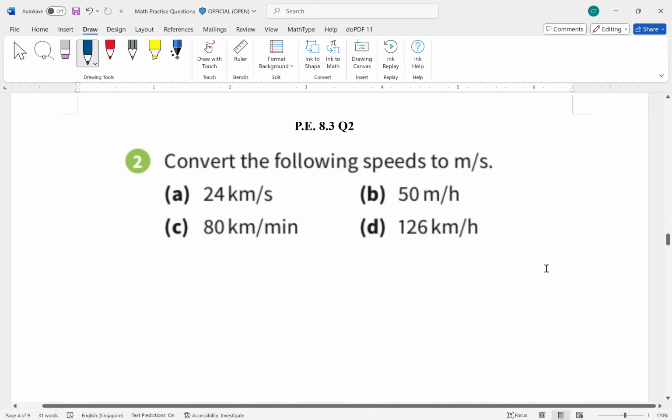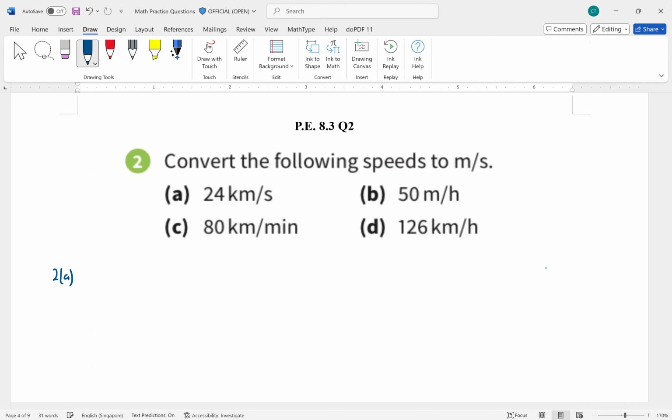All right, now let's take a look at some questions related to the conversion of units for speed. All right, so this question comes from practice exercise 8.3, question 2. Right, let's start with question 2A. Okay, so we want to convert everything to meters per second, right? Okay, so the first question is 24 kilometer per second. Okay, in order to do such questions properly, you got to understand what it means by per second, or kilometer per second, or meter per second.